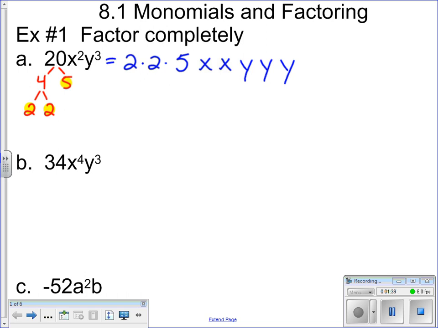Okay, so 34 is 2 times 17. Seventeen is prime, so we're done. Now we just need to write it all out. 2, 17, x, x, x, x, y, y, y. Now notice I put a dot between the 2 and the 17, but not between the letters. It's okay to put a dot between the letters if you want to, but it's not necessary. We put a dot between the 2 and the 17 so you don't think it's 217, but it's 2 times 17.